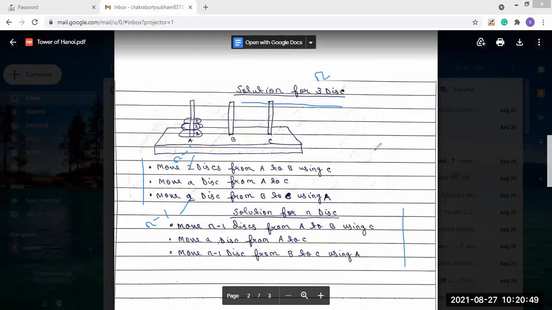So that means this algorithm is an exponential time algorithm. If we perform this algorithm, it will take exponential time. That means its complexity will be order of 2 to the power n. It will be an exponential time algorithm. So that's why its time complexity will be order of 2 to the power n.